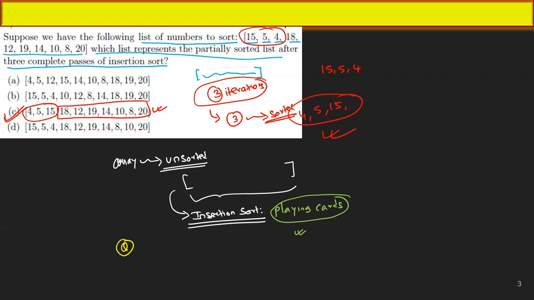One more question. Say true or false. Insertion sort always swap required. I am saying that insertion sort always swap required. True or false?